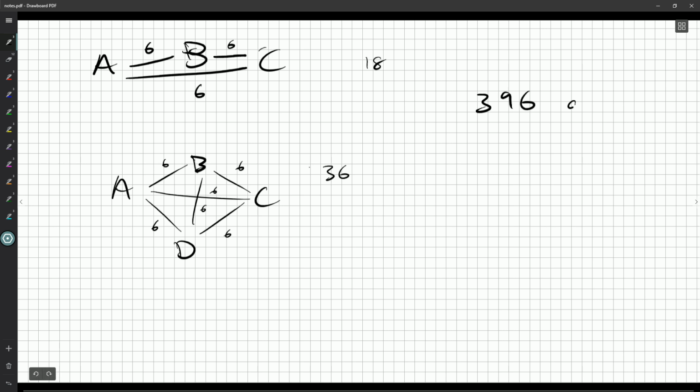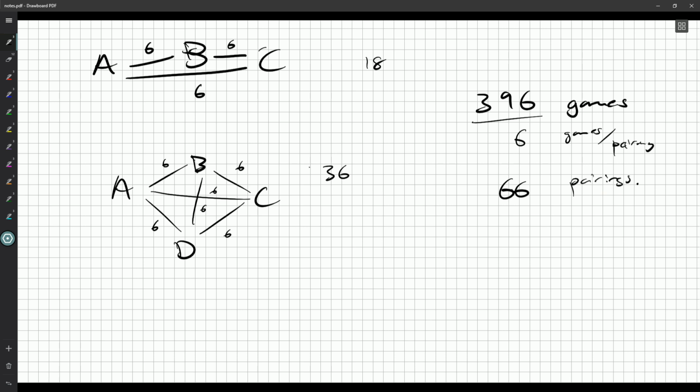So if we've got 396 games, then you divide by 6 games per pairing. We could grab our calculator if we need to. 300 divided by 6 is going to be 50. 96 divided by 6 is 16, so that should be 66. So it's not 66 games, it's 66 pairings. Well, how many teams are needed to produce 66 different pairings?